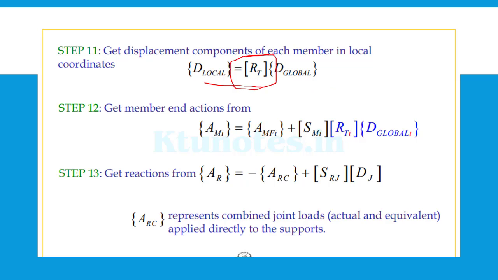Then get the member end actions, which are discussed: AMi is equal to the fixed end moment plus the SMi into RTi into D global, and get the reactions AR is equal to minus ARC plus SRJ into DJ, where ARC represents the combined joint load, actual and equivalent, applied directly to the supports.